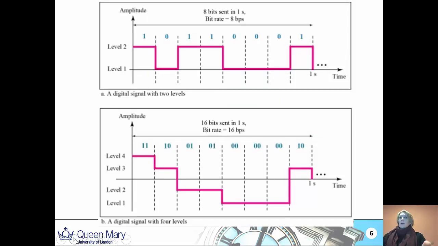As another example, again we have our 2 signal levels, which are indicating the different binary digit that's being communicated each time. In another example, we have 4 signal levels again, which are communicating 2 bits of information each time.